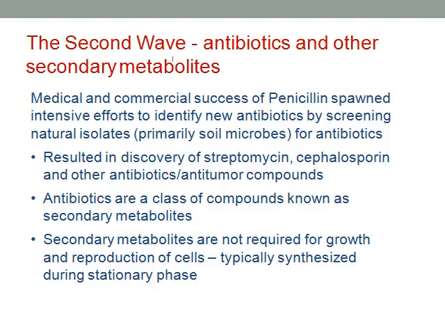Subsequently, the medical and commercial success of penicillin spawned intensive efforts to identify new antibiotics by screening natural isolates. These were primarily soil microbes. This has resulted in the discovery of streptomycin, cephalosporin, and other antibiotics and anti-tumor components. Antibiotics are a class of compounds known as secondary metabolites. Secondary metabolites are not required for the growth and reproduction of cells and are typically synthesized.